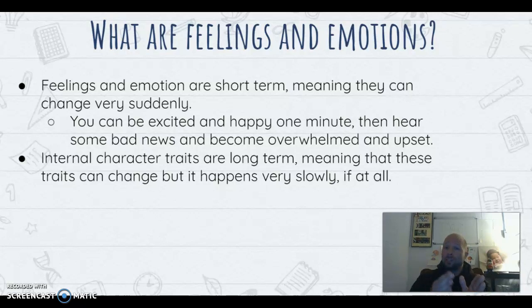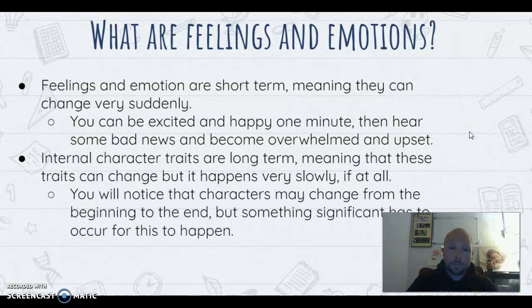Or it's just very slowly over time, that you're hanging around the right people and things are going well for you, that all of a sudden you become a more positive person and then all these things start happening for you. But internal character traits change very slowly compared to, obviously, feelings and emotions. Feelings and emotions very sudden. Internal character traits very slow, okay? If at all. You will notice that a character may change from the beginning to the end, but something significant has to occur before this happens, okay?